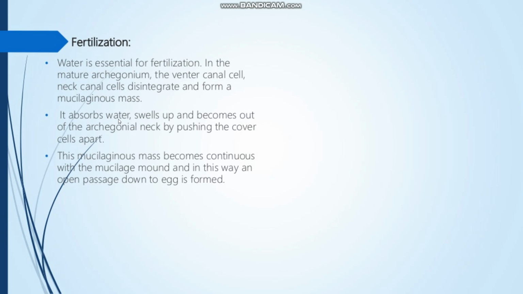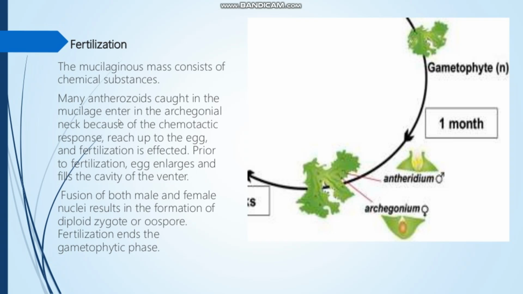So what is essential for fertilization in the mature archegonium? The ventral canal cell and neck canal cells disintegrate and form a mucilaginous mass. It absorbs water, swells up and comes out of the archegonial neck by pushing the cover cells apart. So this mucilaginous mass becomes continuous with the mucilaginous mound, and a passage down to the egg is formed. Fertilization. The mucilaginous mass consists of chemical substances. Many anthrozoids caught in the mucilage enter the archegonial neck because of the chemotactic response. They reach up to the egg and fertilization is effected.